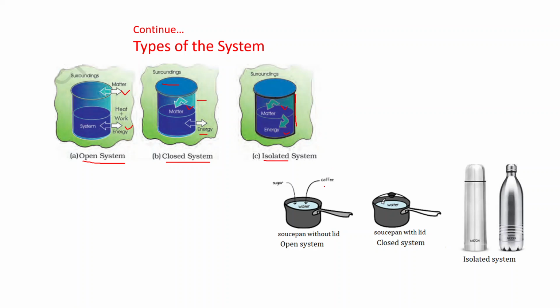In a general way, you can again compare: a saucepan without lid is an open system, a saucepan with lid constitutes a closed system, and a thermos flask is an isolated system. You are familiar with this type of water bottle, an insulated water bottle or hot water bottle.